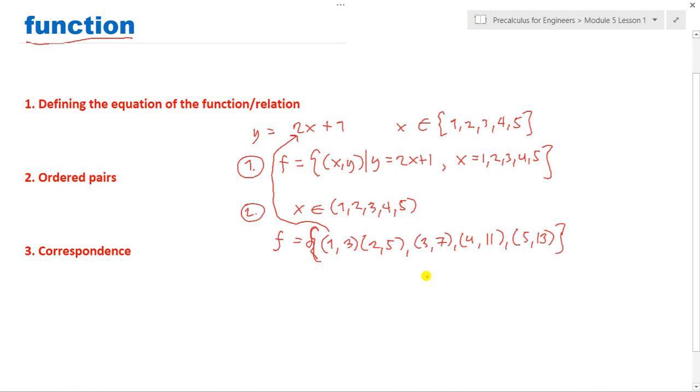And again, I have a question, class. From these ordered pairs, is it a function or a relation? How about the others?